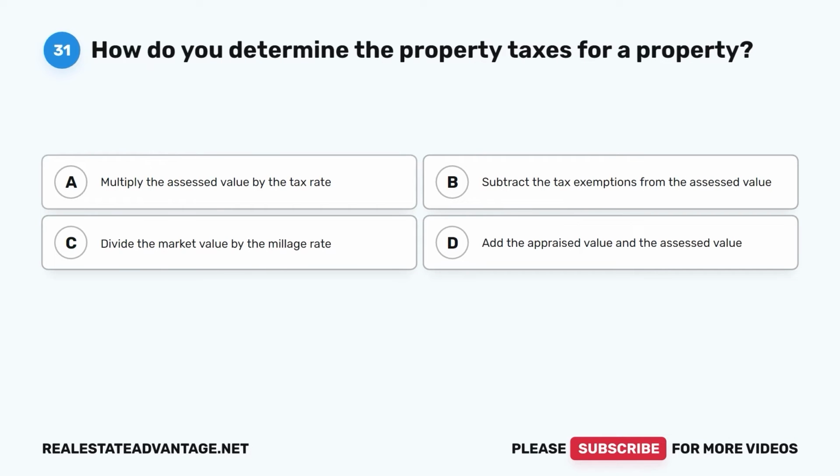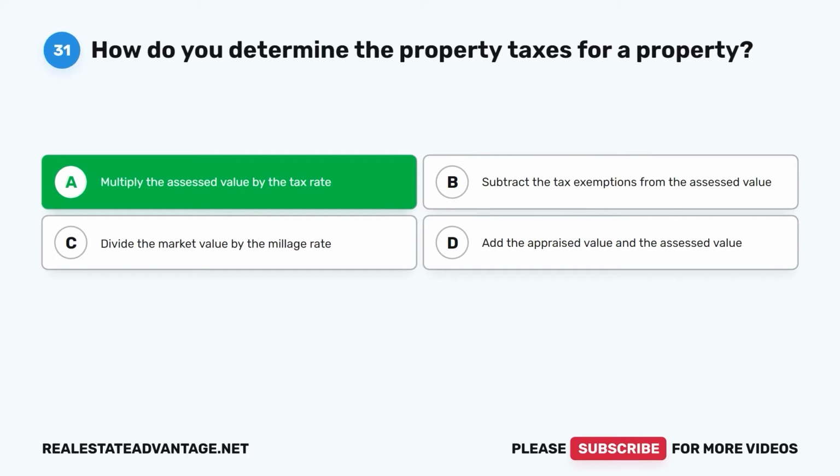Question 31. How do you determine the property taxes for a property? A. Multiply the assessed value by the tax rate. B. Subtract the tax exemptions from the assessed value. C. Divide the market value by the millage rate. D. Add the appraised value and the assessed value.